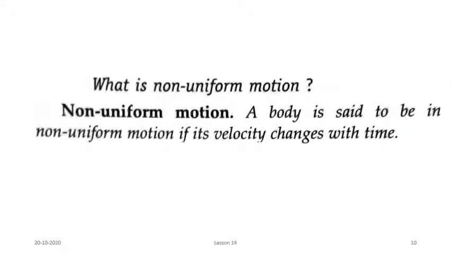A body is said to be in non-uniform motion if its velocity changes with time. What does this mean? If the velocity changes. What do you mean by velocity change? It means the numerical value of the velocity changes, that means it covers unequal distances, or the direction changes. If the direction changes, your velocity will also change. In that case, it will be a non-uniform motion.